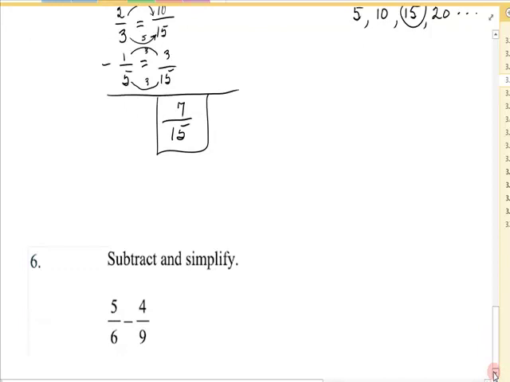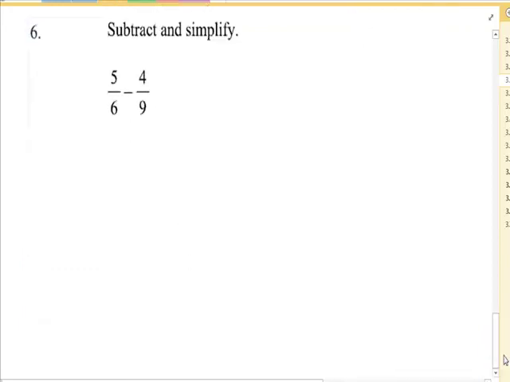Let's look at our final one. I have 5/6 minus 4/9. Common denominator. I have 6, I have 9. I could do prime factors, or I can just list multiples. The big number is 9, 18, 27. Will 6 go into 9 evenly? No. Will 6 go into 18 evenly? Yes. There's my common denominator, 18.